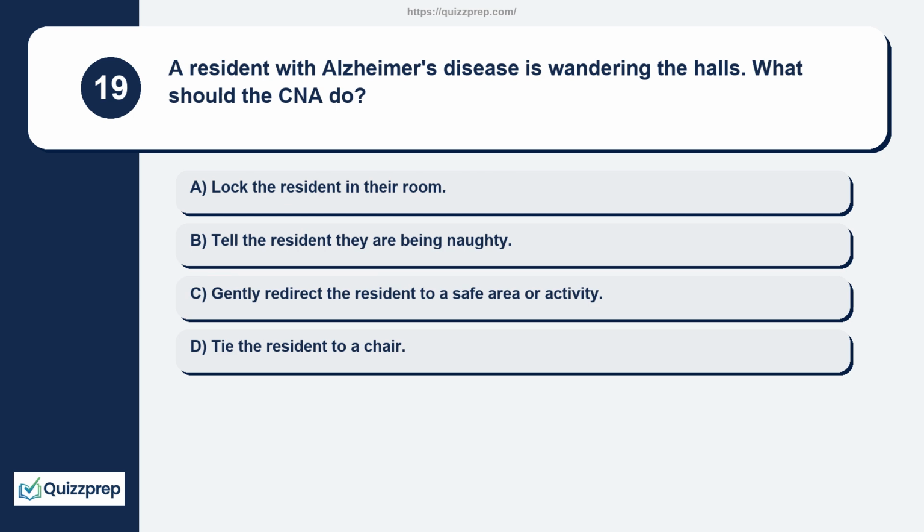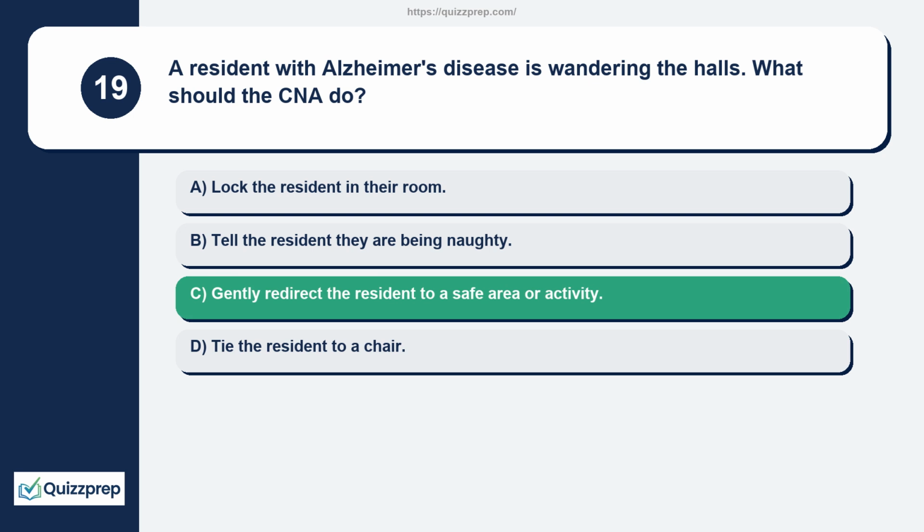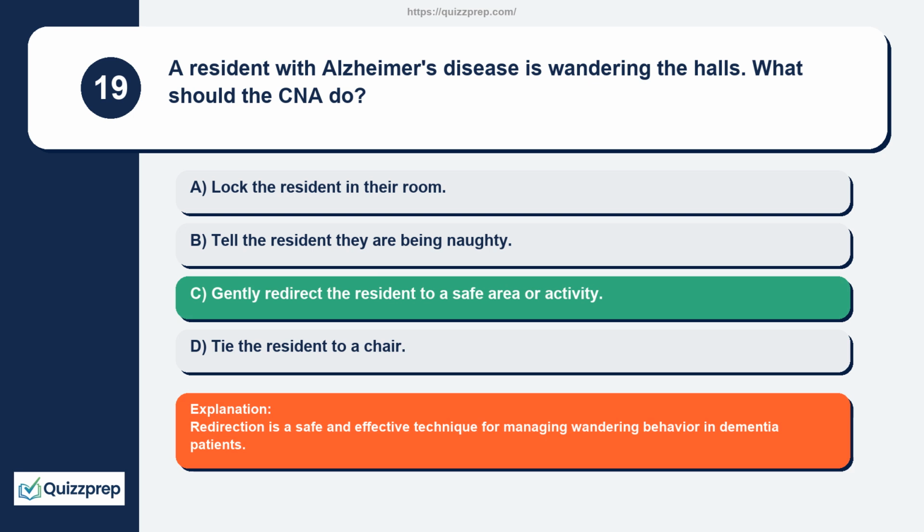Question 19. A resident with Alzheimer's disease is wandering the halls. What should the CNA do? Lock the resident in their room. Tell the resident they are being naughty. Gently redirect the resident to a safe area or activity. Tie the resident to a chair. Redirection is a safe and effective technique for managing wandering behavior in dementia patients.